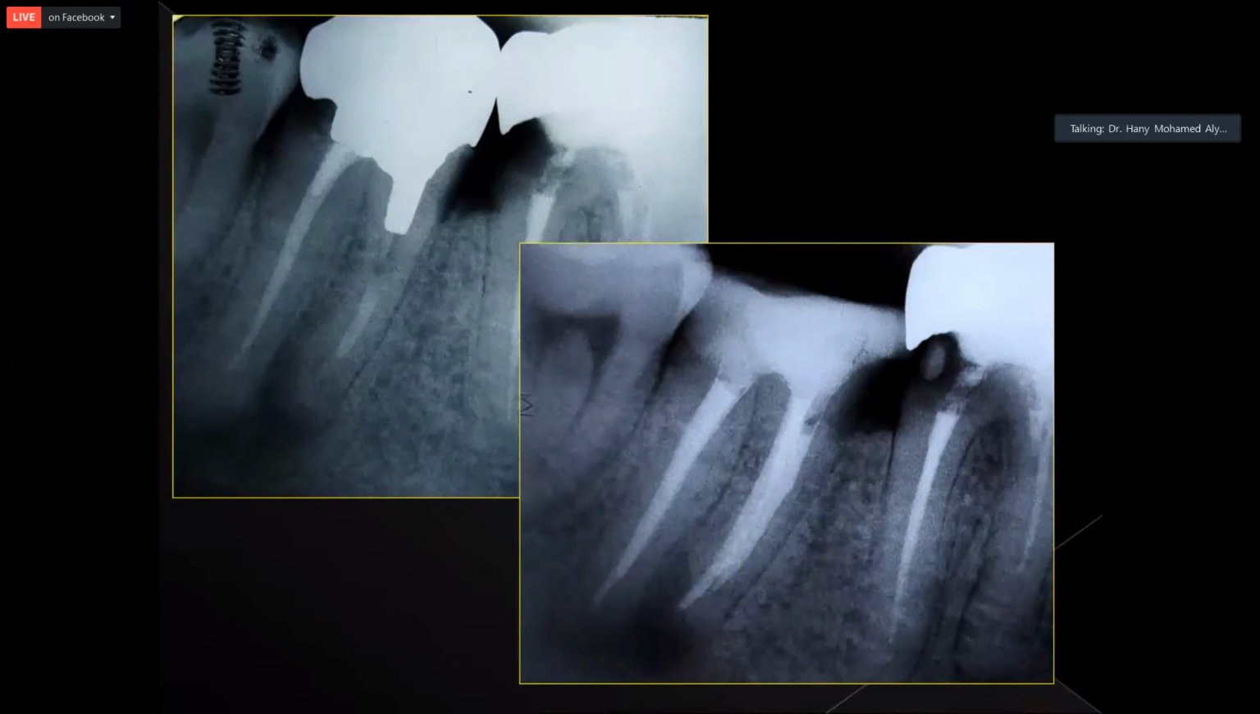Okay, this is also another example of cases which have two posts in two canals.